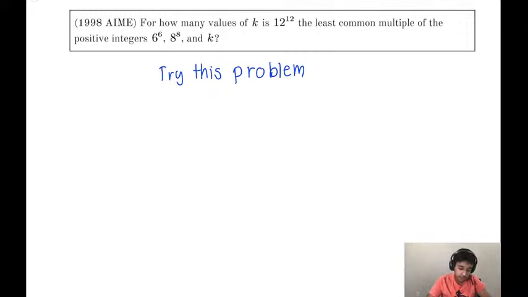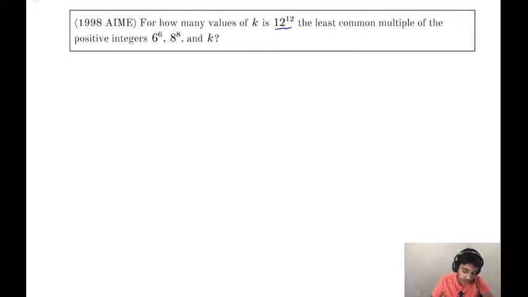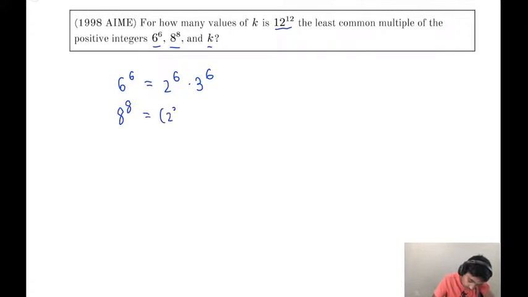Okay, so let's get started on this problem. For how many values of k is 12 to the 12 the least common multiple of 6 to the 6, 8 to the 8, and k? So 6 to the 6 is equal to 2 to the 6 times 3 to the 6. 8 to the 8 is equal to 2 to the 3 to the 8, which is 2 to the 24.